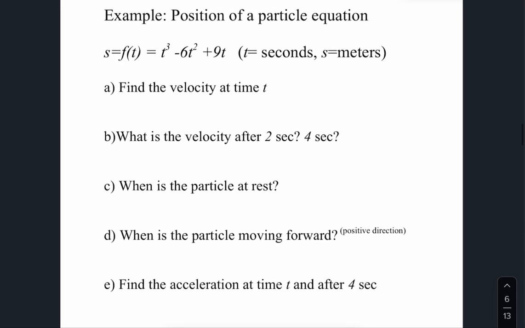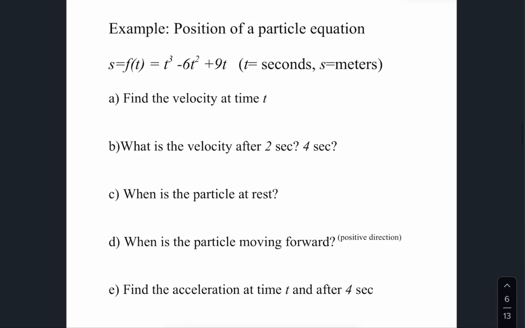So here's another problem. Let's answer some questions about this particular position function. This one is in meters per second. It says find the velocity at time t. So the velocity is just the derivative of our position function. We know by now how to take derivatives, hopefully, and so it should be a quick one. It's just 3t squared minus 12t plus 9. So that's our velocity. At any particular time t, we can find that instantaneous velocity by just finding the first derivative.